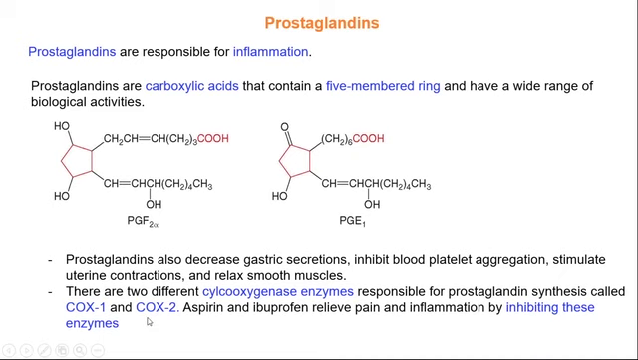Have you ever wondered why, when you have a headache, you take aspirin or ibuprofen and then you are relieved from the headache? That is because aspirin and ibuprofen can inhibit the enzyme cyclooxygenase, preventing the formation of these inflammatory factors such as prostaglandin 1 and prostaglandin 2. So most of the pain relievers are inhibitors of cyclooxygenase.